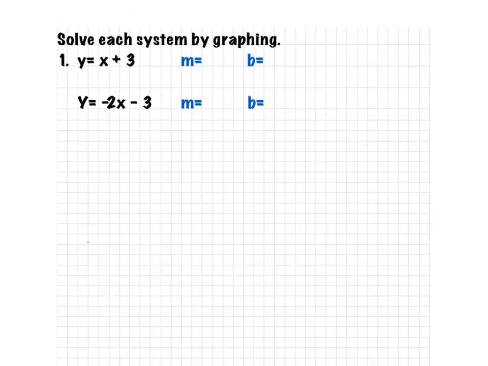Copy down number 1. Okay, on number 1 we have a system of equations. Here is your system of equations. Two equations that are going to be solved simultaneously. Now I wrote down m equals, b equals for each of them because we're going to use that to graph both lines on the same coordinate plane, okay?